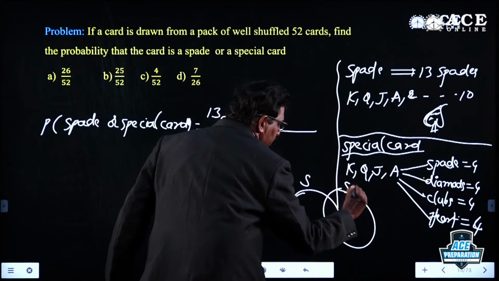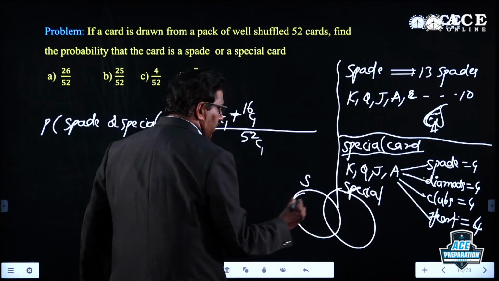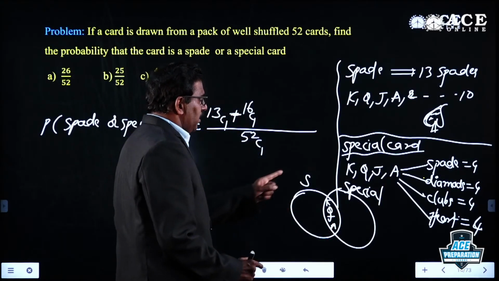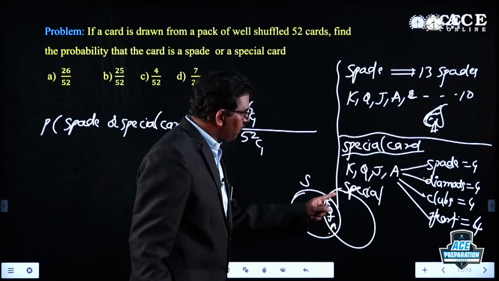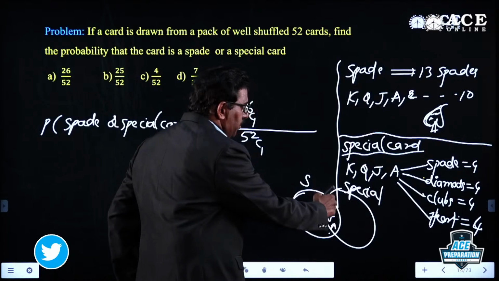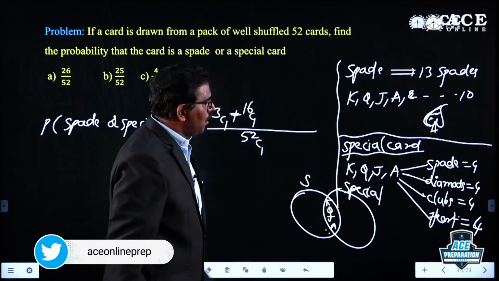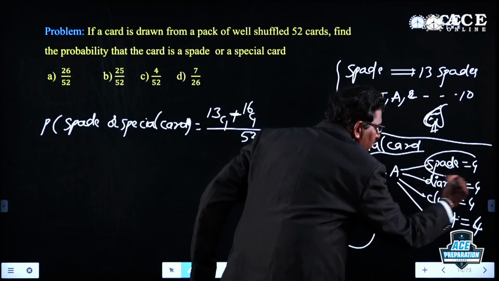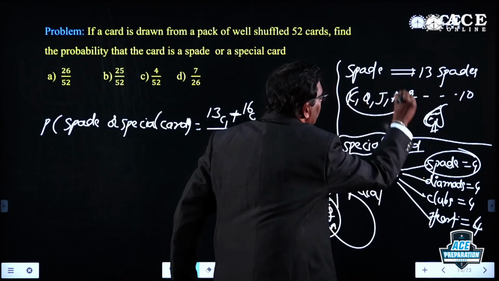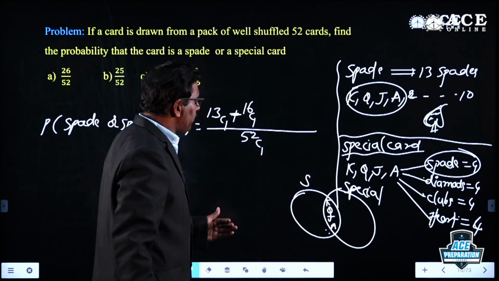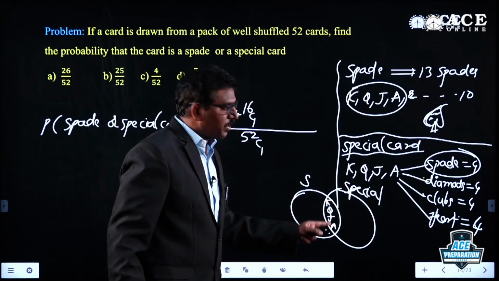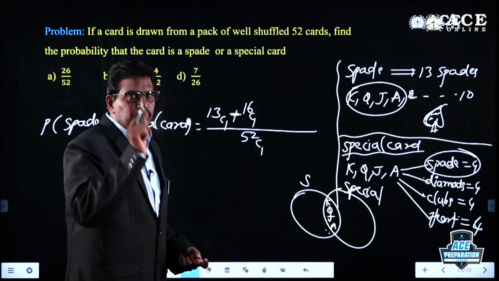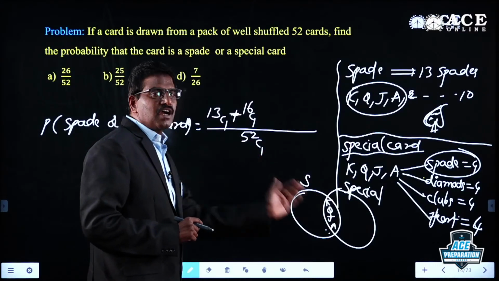Here you see one thing. These are spades, these are special cards. King, queen, jack, ace. In spades, king, queen, jack, aces are counted. These 4 cards are counted in spades. These same 4 cards are counted in special cards also. Means we are counting them 2 times. But we have to count only one time, right? That's why you can subtract these common elements.